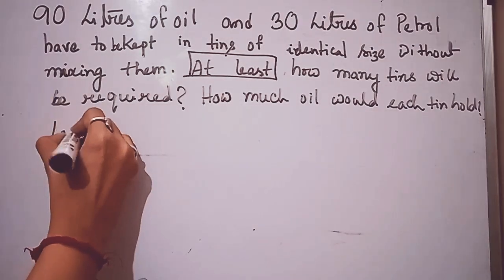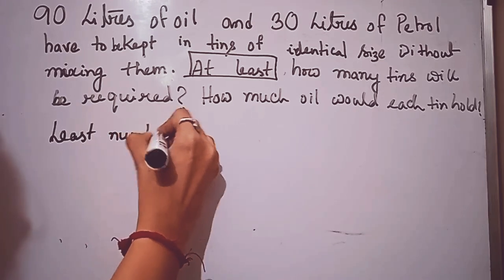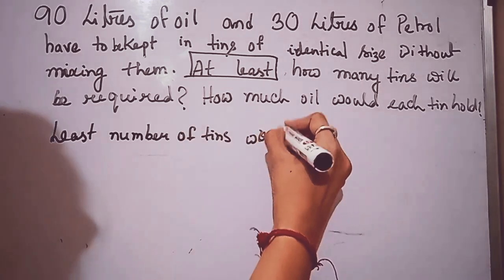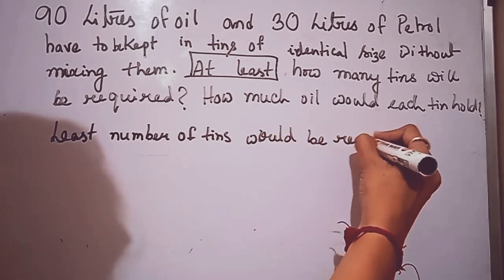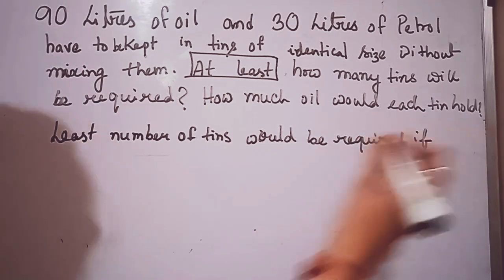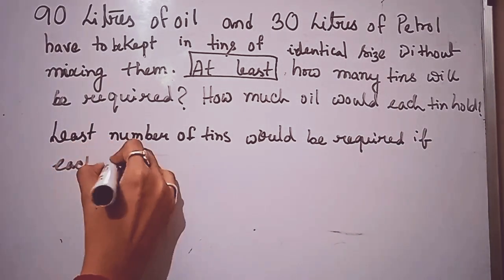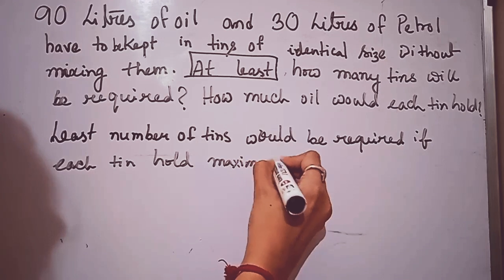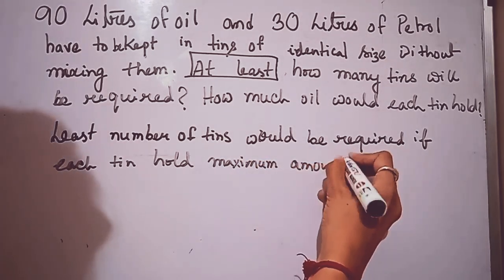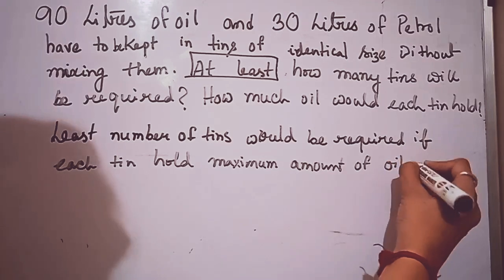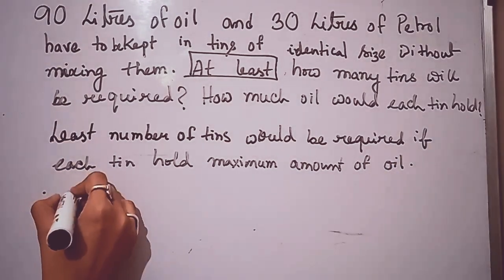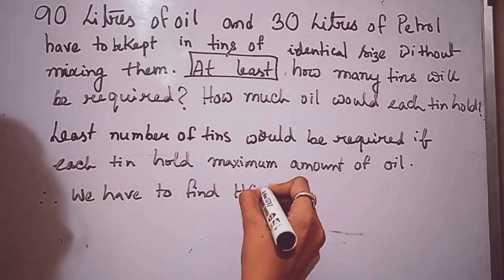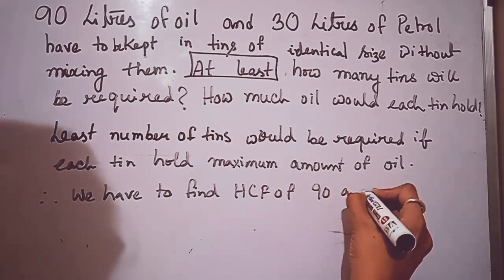So the least number of tins would be required if each tin holds the maximum amount of oil. Therefore we have to find the HCF of 90 and 30.